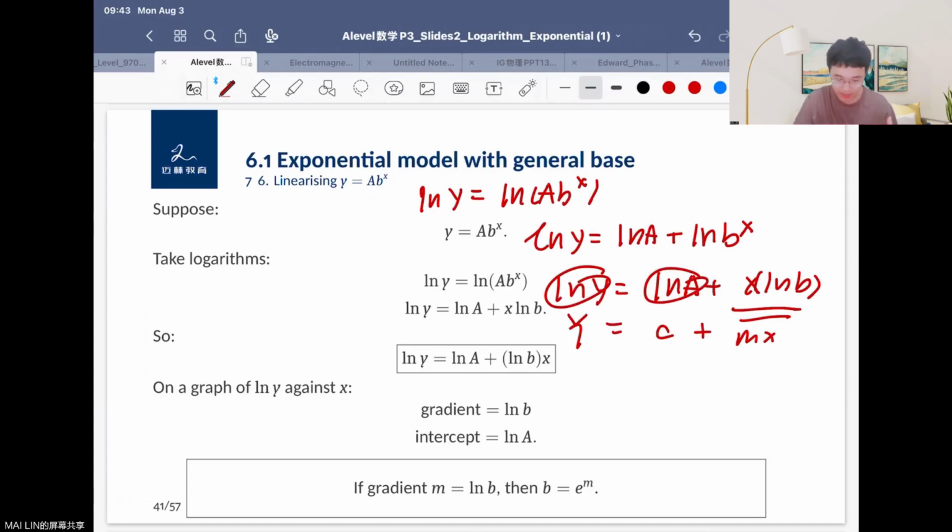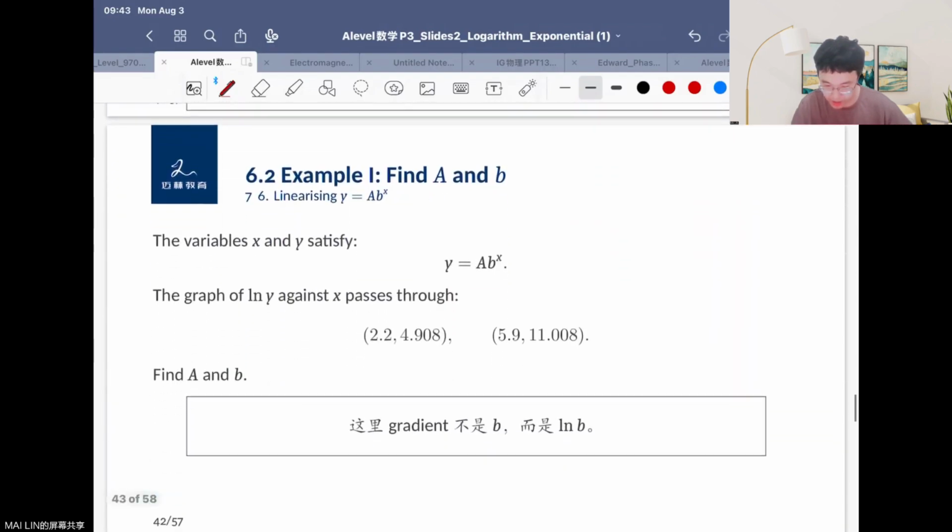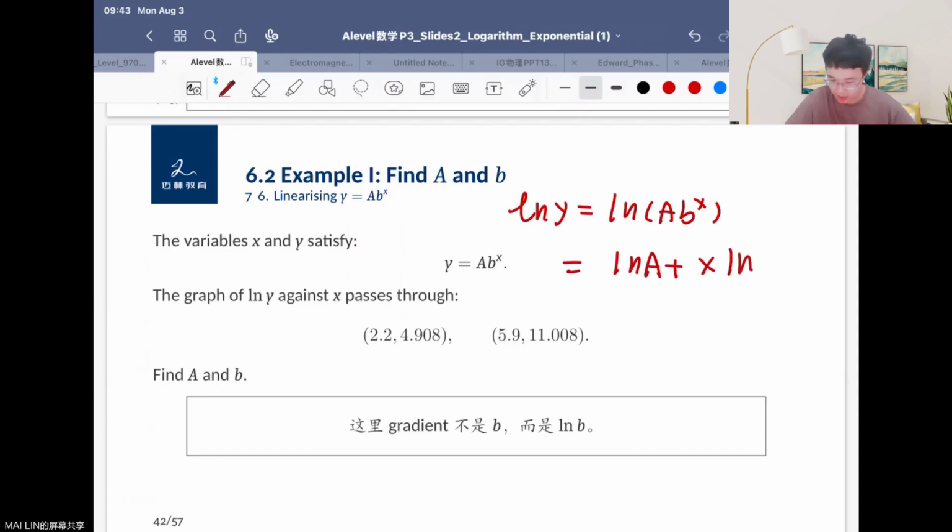So we can also say the gradient here is log b and the y-intercept is log a. That is how we can calculate the exact values here. That is for this problem. So for example, if we have y equals a times b to the power of x, we first take the logarithm on both sides, which becomes log y equals log of a b to the power of x. So it becomes log a plus x log b, right?